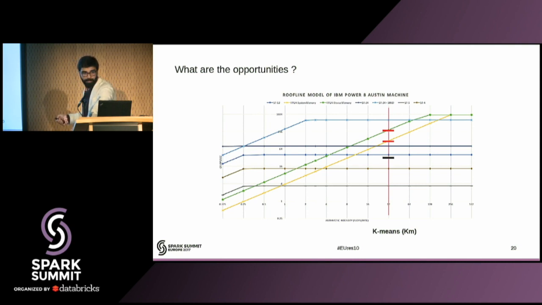For stochastic gradient descent, things look even better, because for that one the arithmetic intensity line moves somewhere around here at 128. And then you have a much higher potential in stochastic gradient applications.